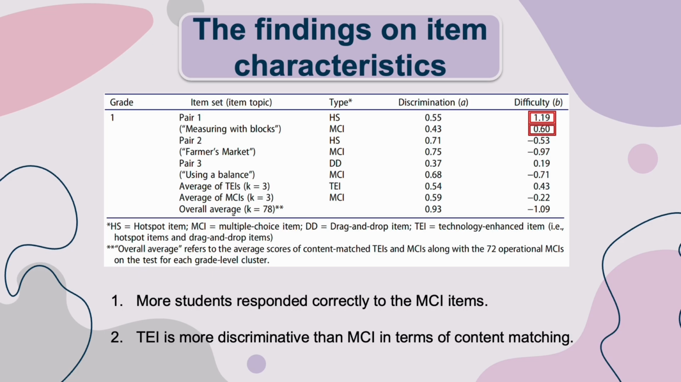We use pair 1 as a comparison, and the difficulty of the hotspot is 1.19, which is significantly higher than the difficulty of multiple choice, 0.60, indicating that more students responded correctly to the multiple choice items. The figure of hotspot is also higher than multiple choice item in terms of discrimination, which proves that technology-enhanced item is more discriminative than multiple choice item in terms of content matching.